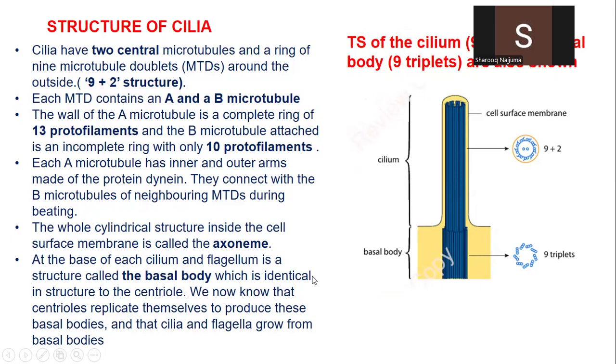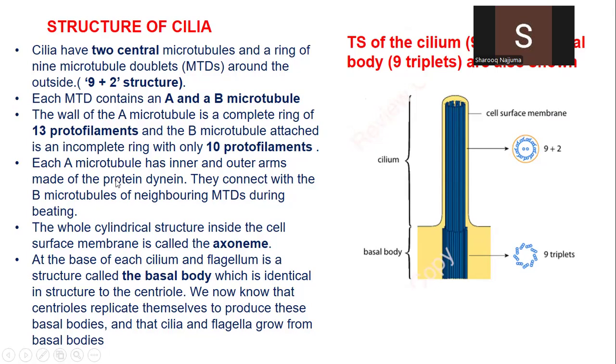So I've talked about the features of a cilium. We have seen it has 2 central microtubules, surrounded by a ring, presenting a 9 plus 2 structure where we have 9 microtubule doublets outside and 2 central microtubules in the center. We have seen each microtubule doublet, when you see this word MTD, it means microtubule doublet. It has an A and B microtubule. We saw that the wall of the A microtubule is a complete ring of 13 protofilaments, whereas that of B is an incomplete ring of 10 protofilaments.